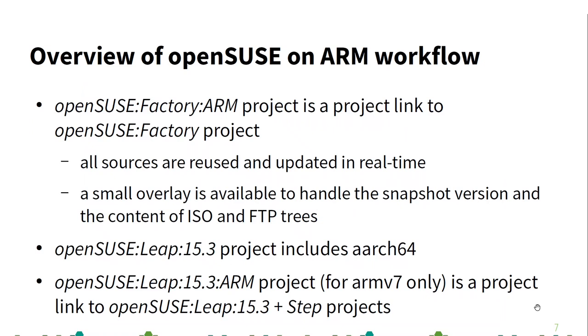Now for ARM, the project is not openSUSE:Factory in OBS, but openSUSE:Factory:ARM, which is a link to the x86 project. So all sources are reused and updated in real time. And we just have a small overlay to handle the snapshot version for ARM and the content of ISO and FTP trees, which might differ from x86 ones. So if you want something to be updated in Tumbleweed for ARM, you need to push it to the openSUSE:Factory project, and it will be inherited in the ARM subproject.